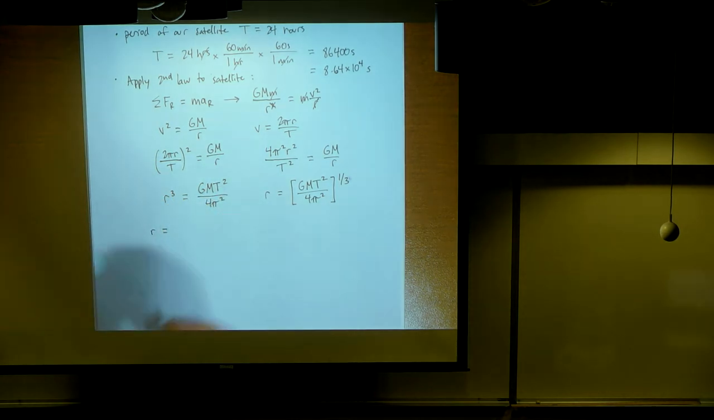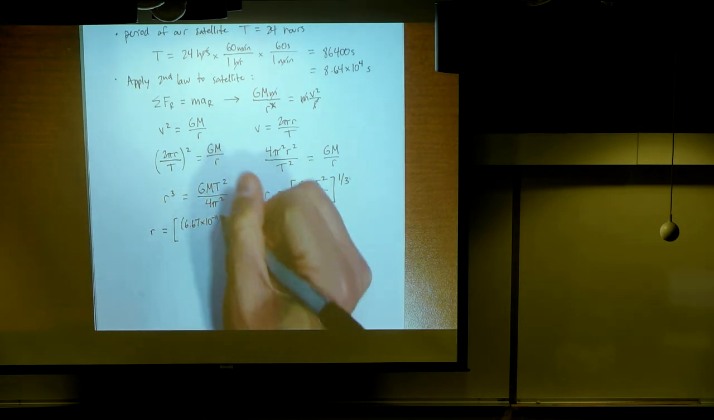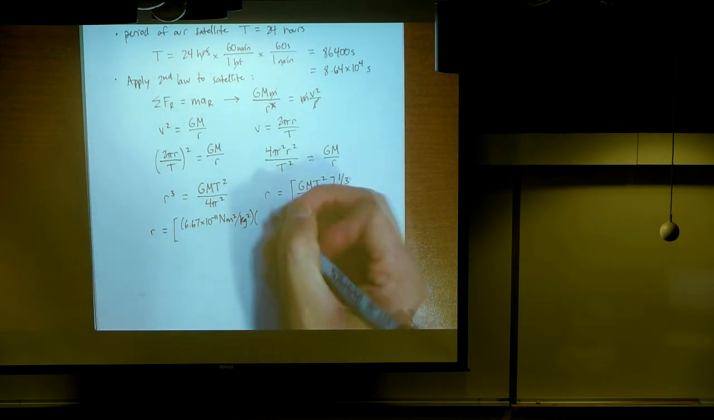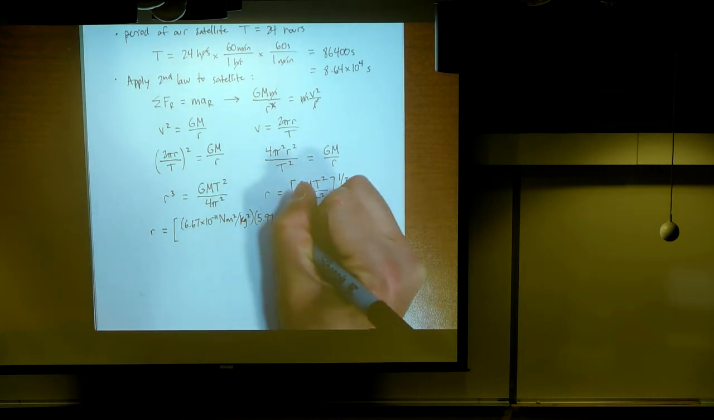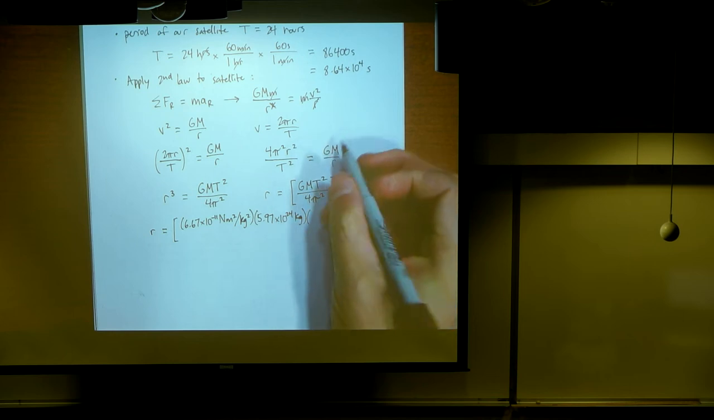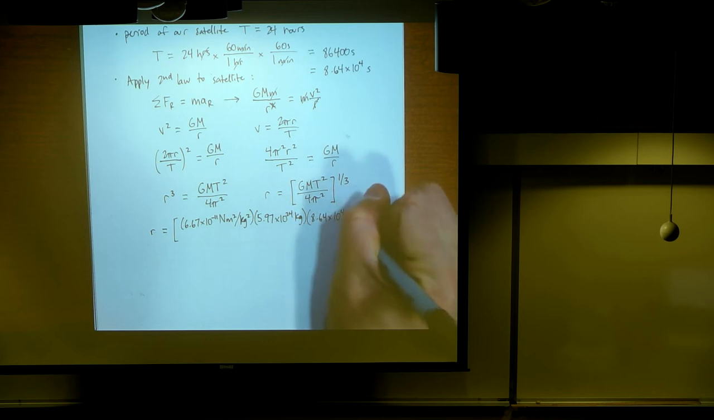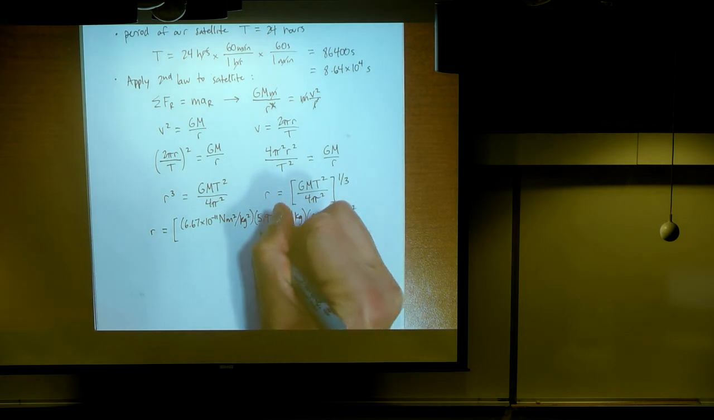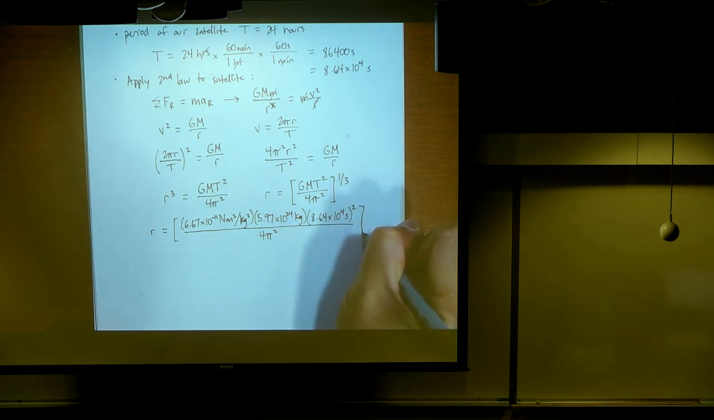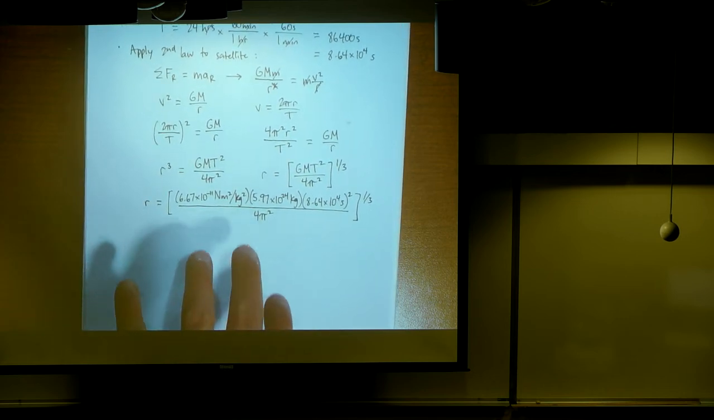Our radius is, okay, I have 6.67 times 10 to the minus 11. The units are newtons meters squared per kilogram squared. The mass of the Earth, we've seen that before, that's 5.97 times 10 to the 24 kilograms. Okay, now we have our T squared. I want this in the SI unit of seconds, so that's 8.64 times 10 to the 4 seconds, and we're squaring that. Then on the bottom we have 4 times pi squared. So that whole thing in brackets is taken to the 1/3 power. Okay? It's a lot to punch in the calculator, but that's what it is.